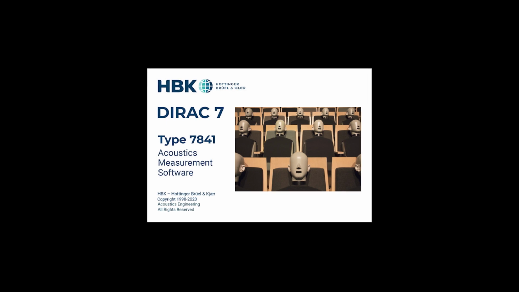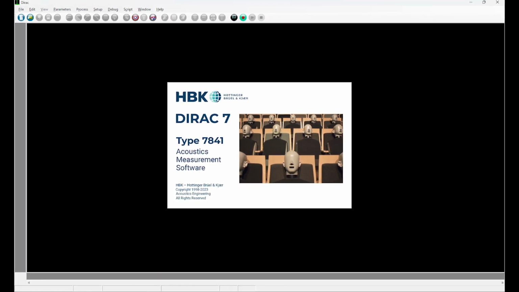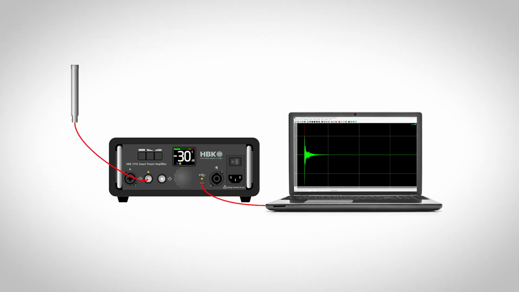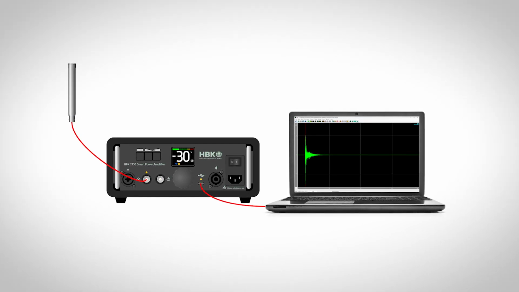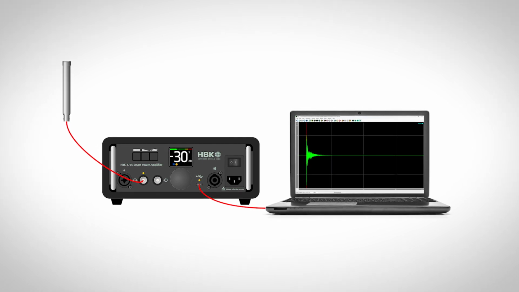This video will demonstrate how to use the real-time analyzer in Dirac. Most information can also be found in the context-sensitive help text by opening the RTA window and then pressing the F1 button. The hardware consists of a microphone connected to a 2755 power amplifier that now serves as a USB audio interface to the PC.